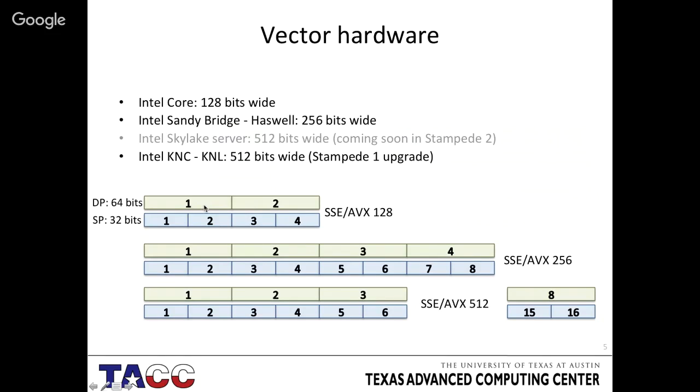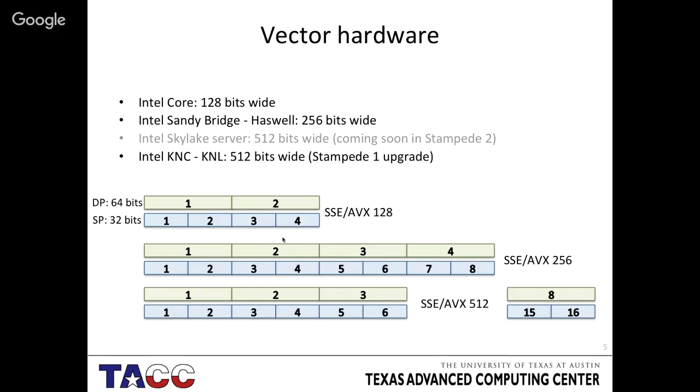Excellent. Okay. So for the case of 128-bit wide registers, we can have 2 double precision words in there, or 4 single precision words in there, and that's the length and the opportunity that if the loop is vectorized, it runs twice as fast if you're using double precision, or 4 times as fast if you're using single precision in your calculation.